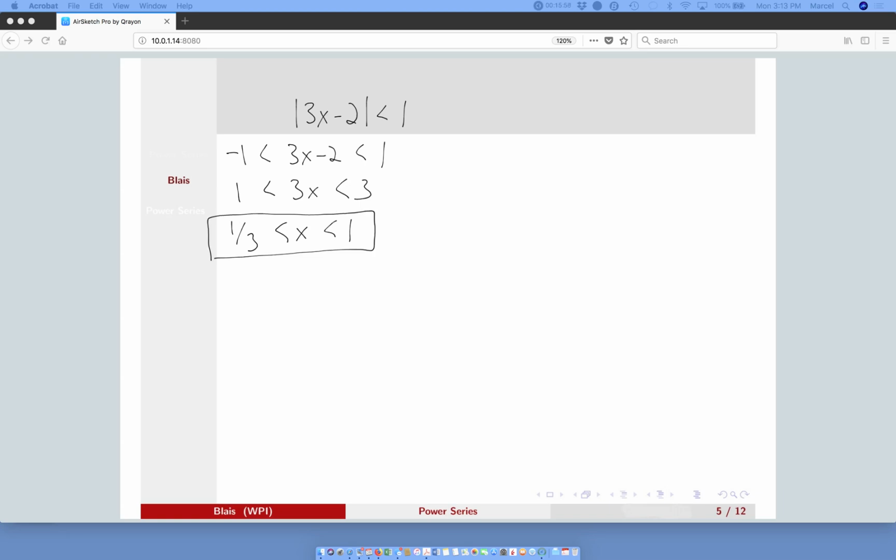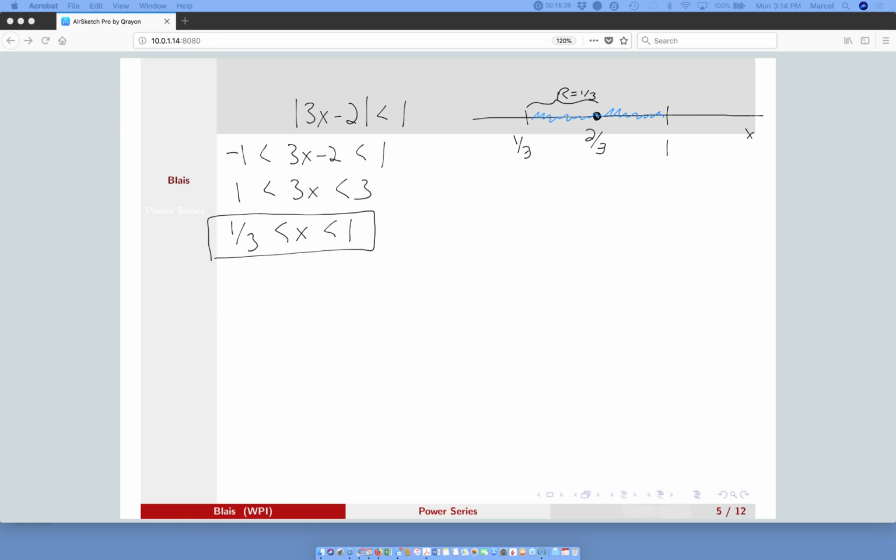This gives us our interval. So we have 1/3 and 1. The center of that interval is 2/3. The radius of convergence is half of the distance, or half of the length. So the radius of convergence in this case is 1/3. And so we know the series converges absolutely for all x in between 1/3 and 1.